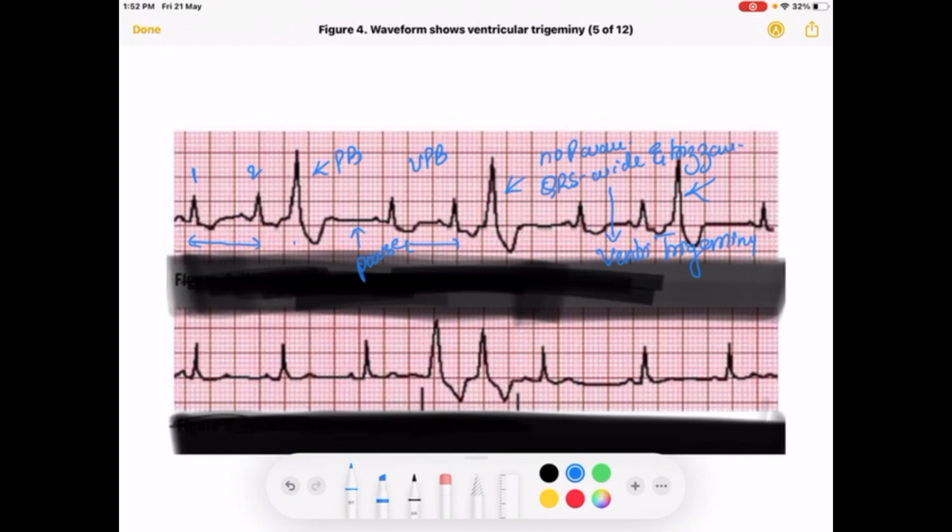If you see here, these two are premature beats, and two premature beats have occurred continuously. So this is a couplet.